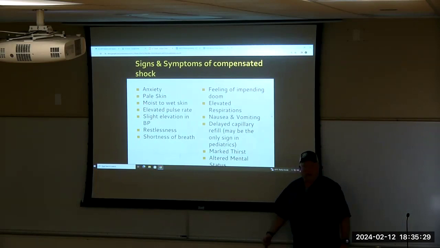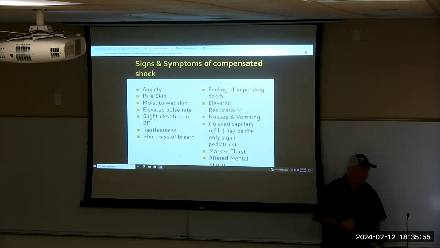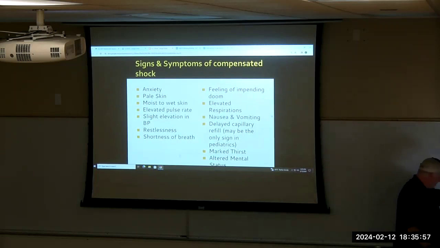People know when they're going to die. Elevated respiration, you try to get as much oxygen as you can for the cells. Nausea and vomiting, because there's no blood going to the stomach, just like the skin. Capillary refill times delayed, skin, there's no blood out there. Marked thirst, because you're going to want to get as much water in as possible to get as much blood going. And then towards the end of compensated shock, not enough blood gets to the brain, and you're going to get an altered mental status.